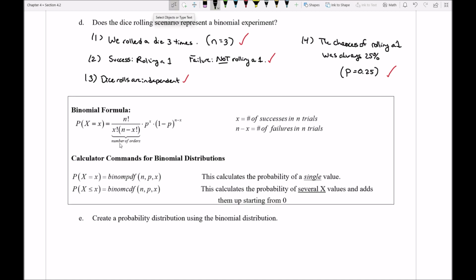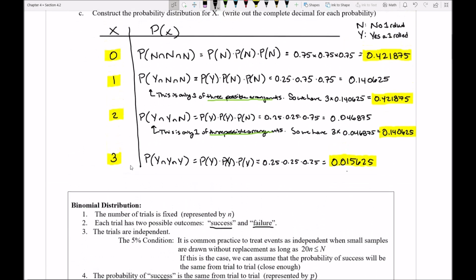Now again, this formula here is never going to be something that we are going to use directly. It is really just here to look scary. So we're going to focus instead on how do I get my calculator to use this formula for me. So what are the calculator commands that I'm going to need to use to access these different resulting values in my table?